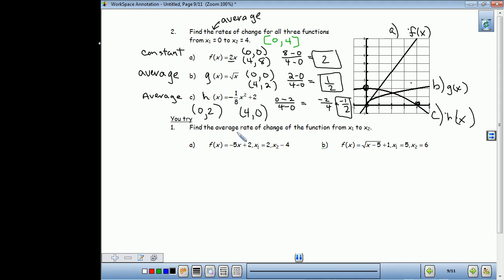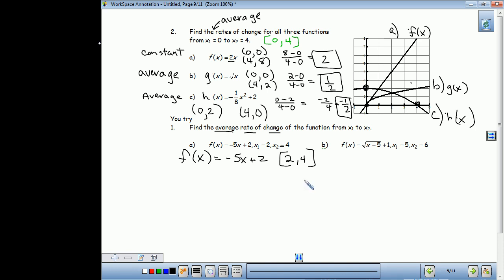Now, this asks us to try finding the average rates of change for these functions. So I could write this, f of x equals negative 5x plus 2 over this interval. This should be equals, guys, right there, equals. From 2 to 4.